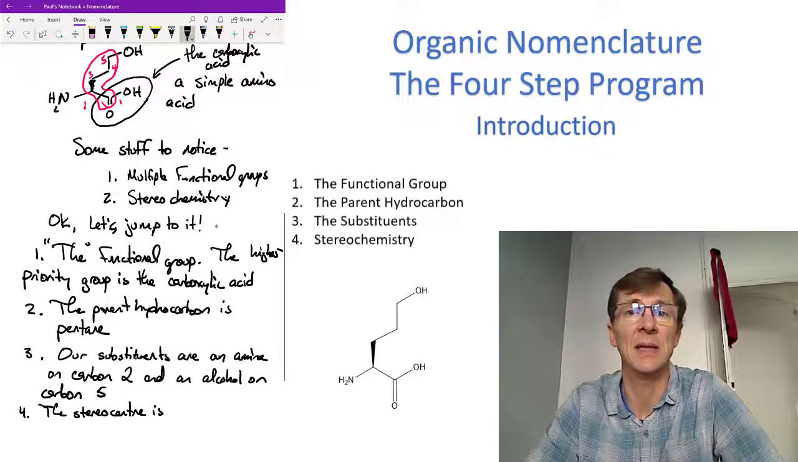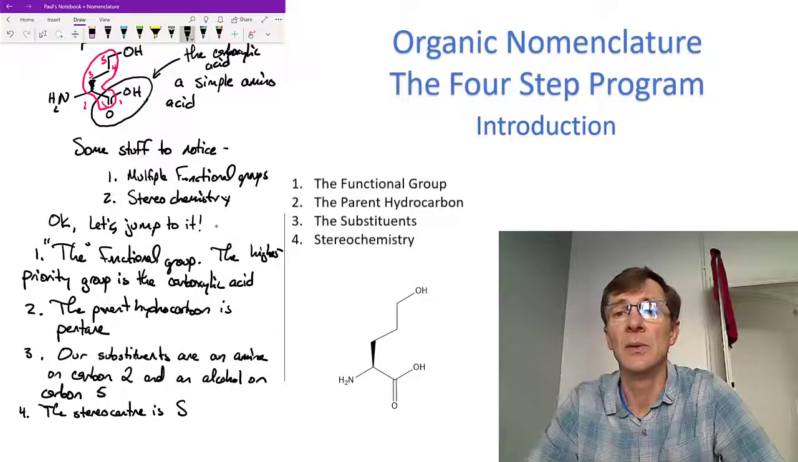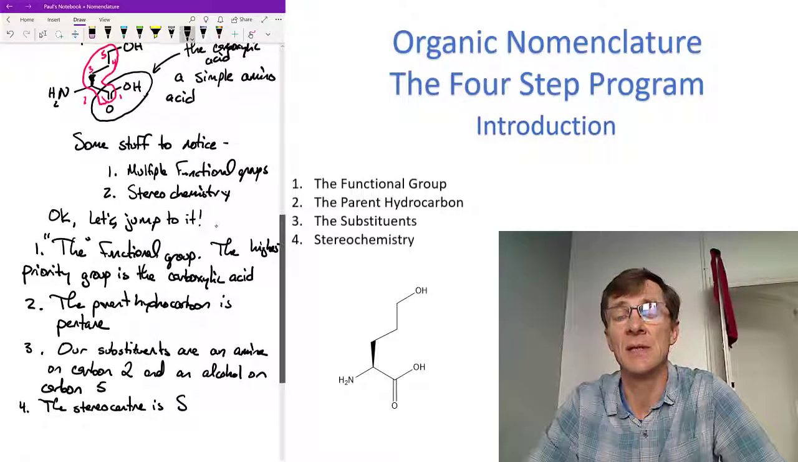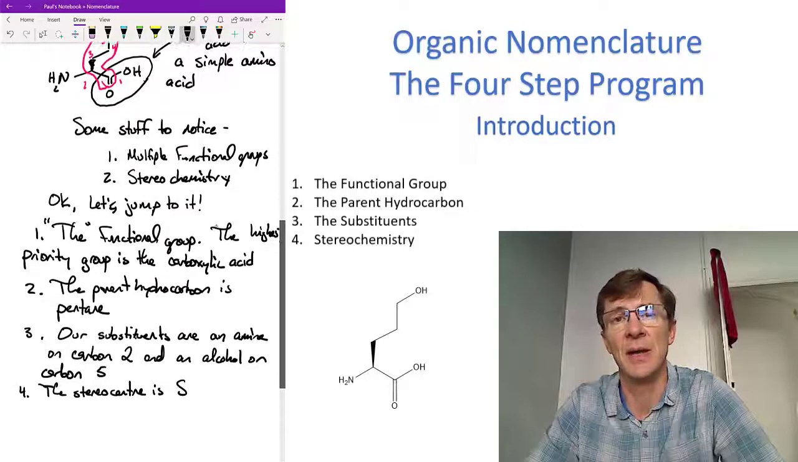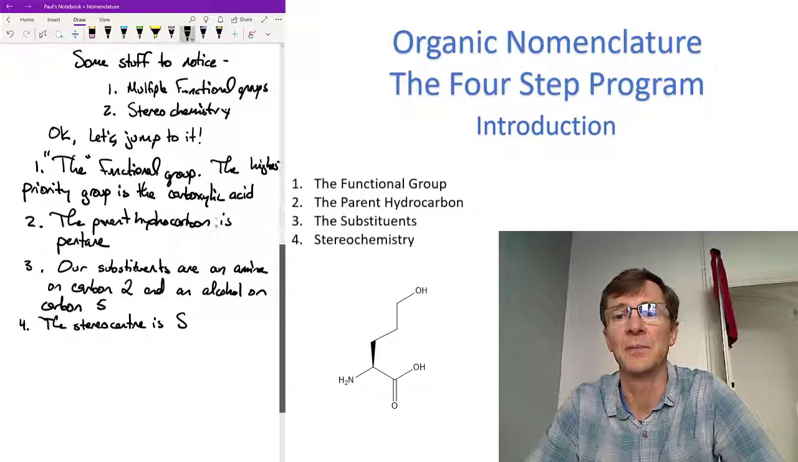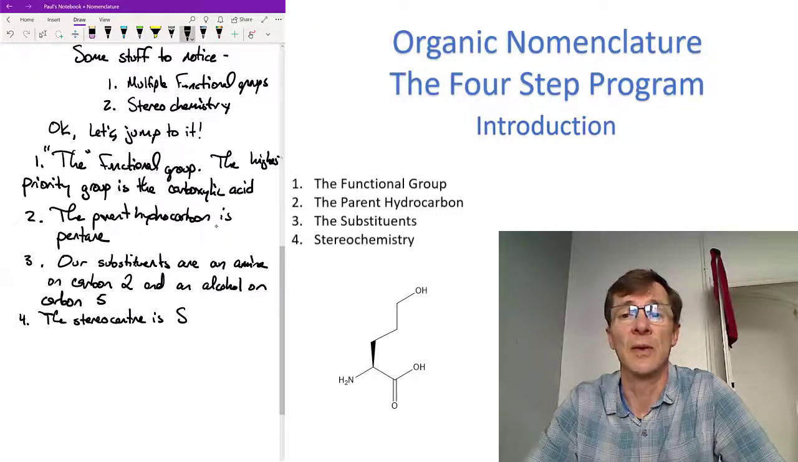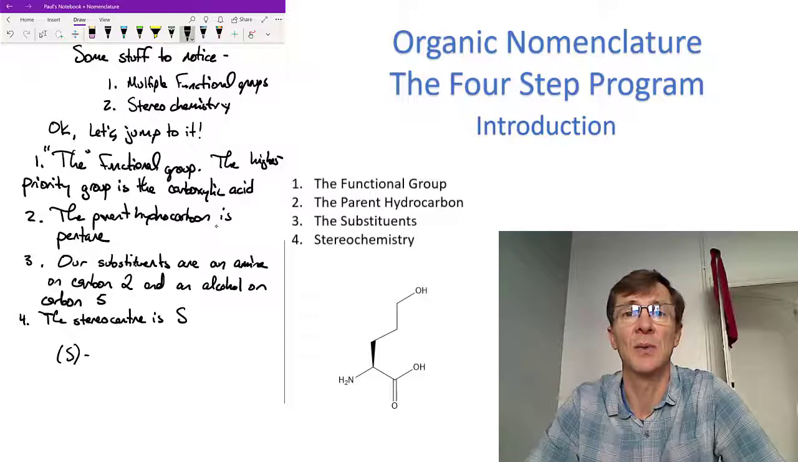that pi bonds can be E and Z, as well as stereocenters being R and S. But we don't have any carbon-carbon pi bonds here. The only thing we got going for us is that one center, and it is S. We'll go through the process of determining that as a reminder in a separate video. When we add all that together, we end up with the full IUPAC acceptable name for this molecule.